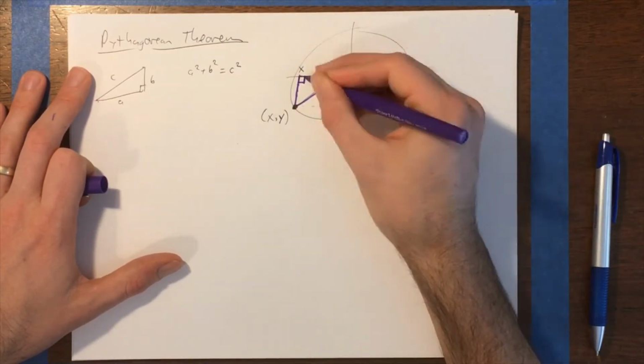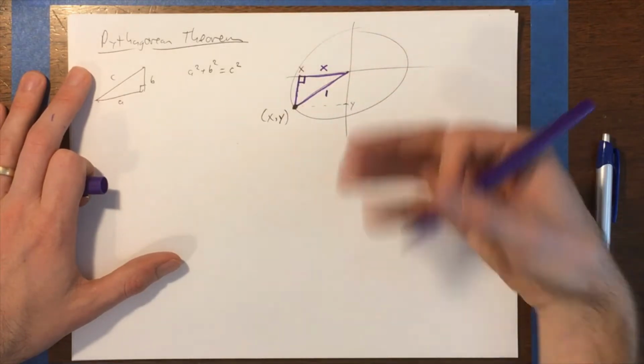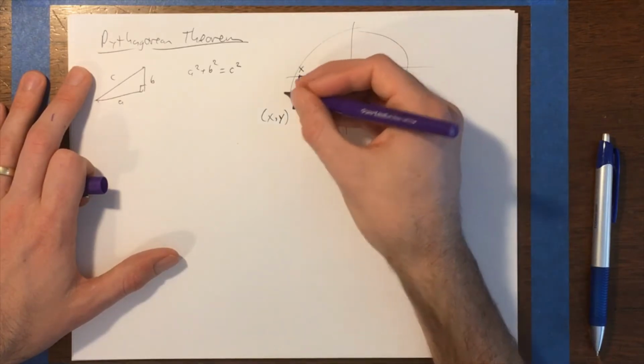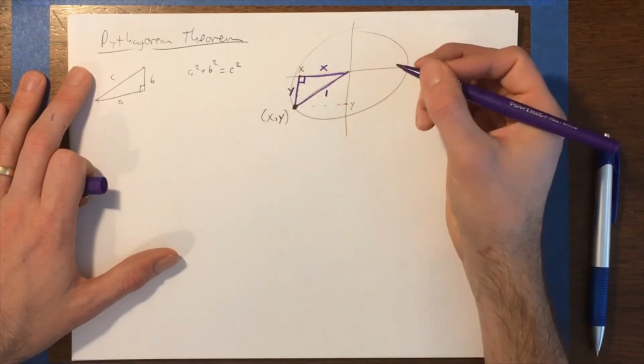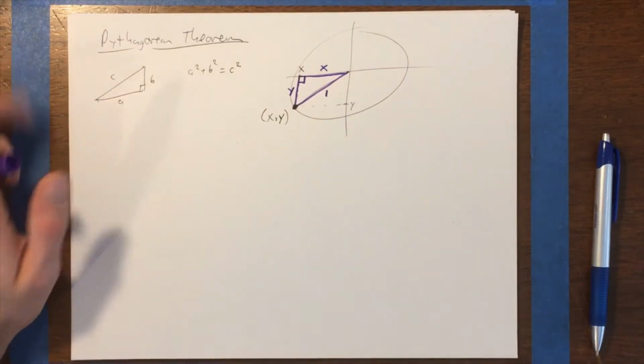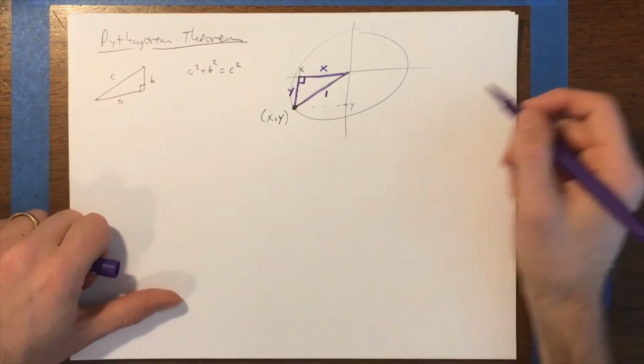The length of this side is not exactly going to be x, but negative x, because x is a negative number. And the length of this side is not going to be y, it's going to be negative y, but whatever. I'm just going to label these with x and y, and I'm not going to worry about the fact that those are negative numbers, because as you're going to see in a moment, it doesn't matter that they're negative.